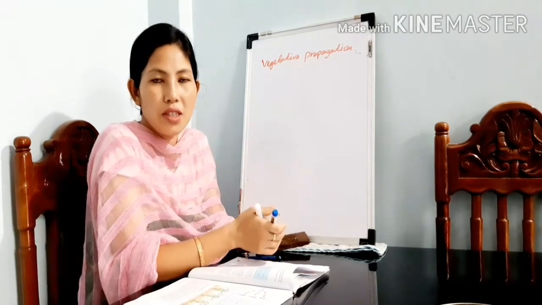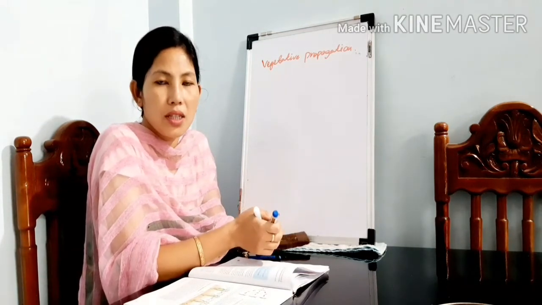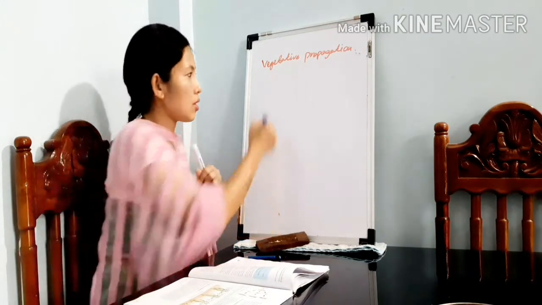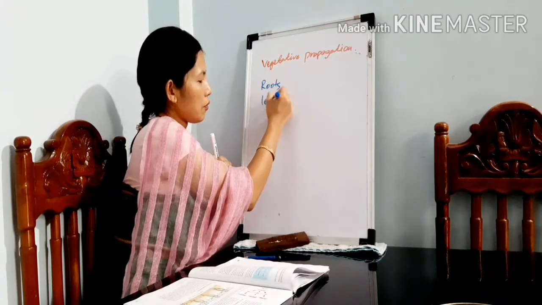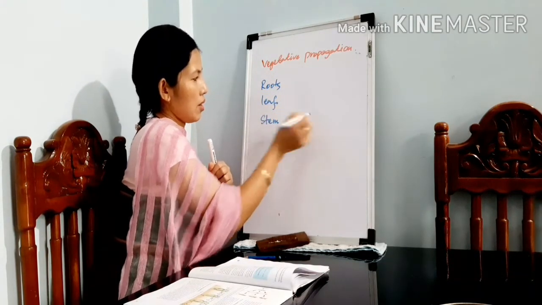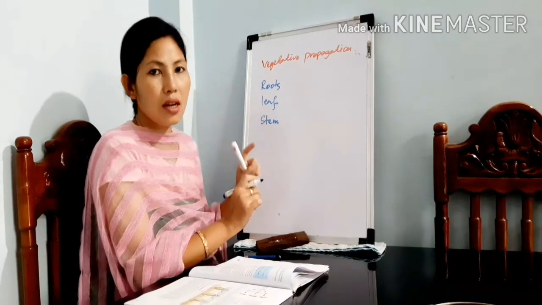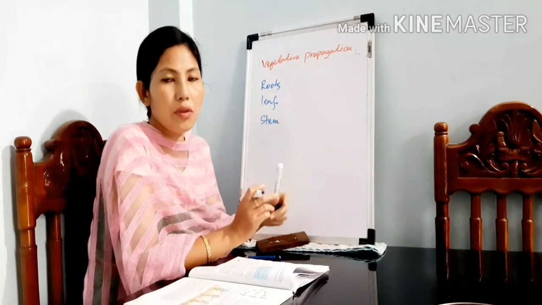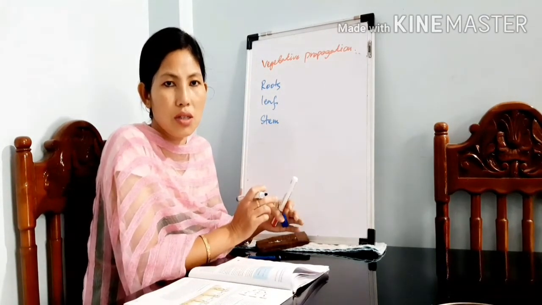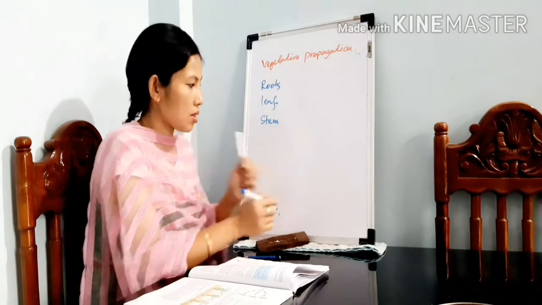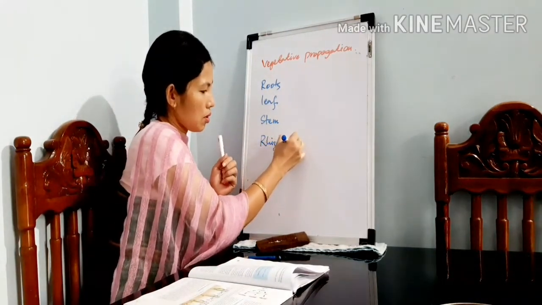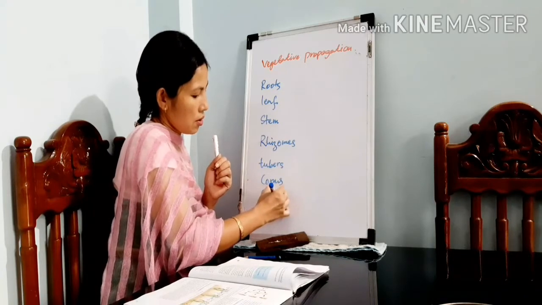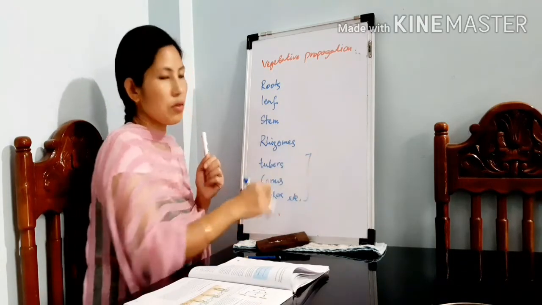So next we have vegetative propagation. This vegetative propagation is common to plants, where the plants reproduce by their vegetative parts, including the roots, leaf, stem, etc. Right? So root, leaf, stem, these are the vegetative parts of the plant, by which some of the plants can reproduce. Apart from this, there are other structures with different names, like the rhizomes, tubers, corms, suckers, etc. So these are different terms.